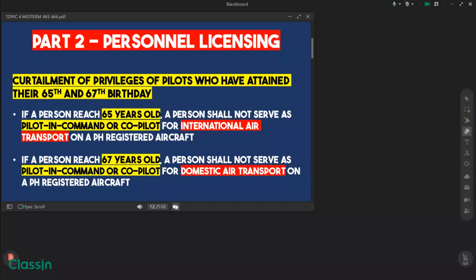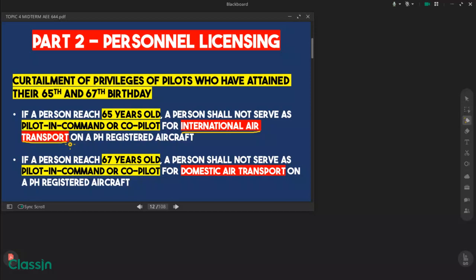Next, curtailment of privileges of pilots who have attained their 65th and 67th birthday. Okay. First, if a pilot or a person reach 65 years old, a person shall not serve as pilot in command or co-pilot for international air transport. Okay, remember, kapag ang isang piloto ay 65 years old na, bawal na siyang maging PIC or the captain and co-pilot kapag pinag-uusapan natin is international air transport. Ibig sabihin ng international air transport, cross-country na flight. Ibig sabihin, Pilipinas to Thailand or Philippines to Japan and so on.